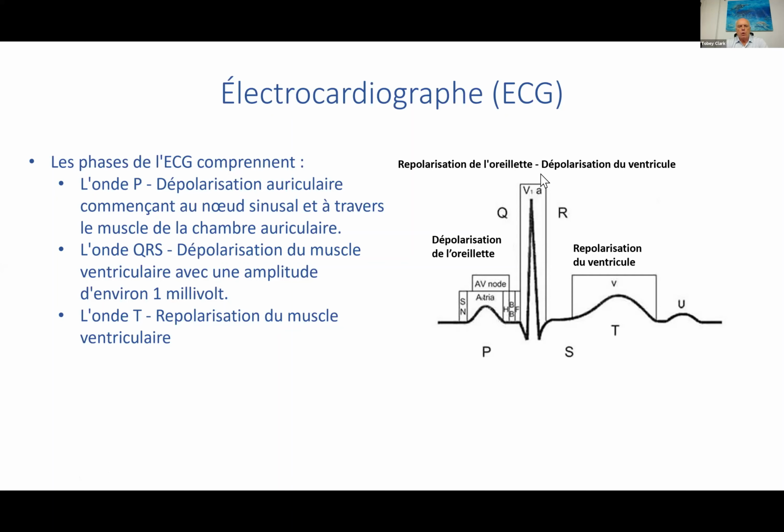Then we have the QRS complex, which is the major portion in terms of the magnitude of voltage related to the depolarization of the ventricle. And then we have the recovery or repolarization of the ventricle, which is the T wave. And we may have some other activity here, but we've covered this previously. Just wanted to show that again because it's the basis of electrocardiograph.